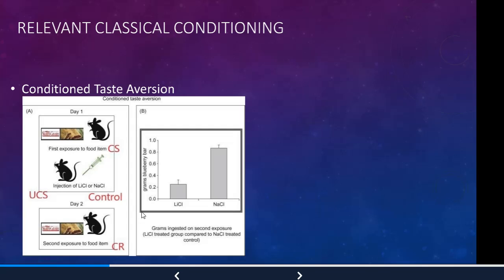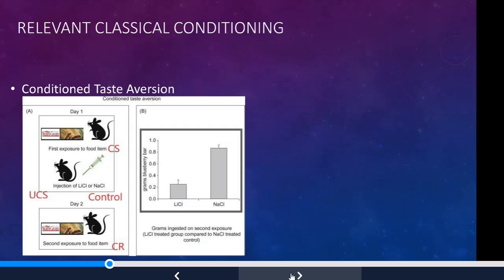This is actually one of those cases, and I'll talk about this at the end of our lecture 3, where classical and operant conditioning kind of interact. So just keep that in mind. It's not always clean.